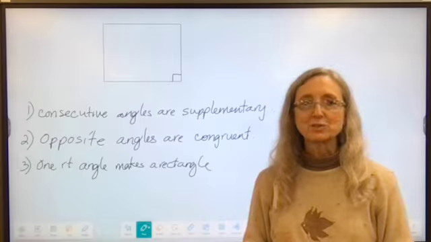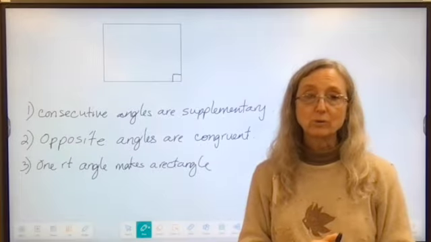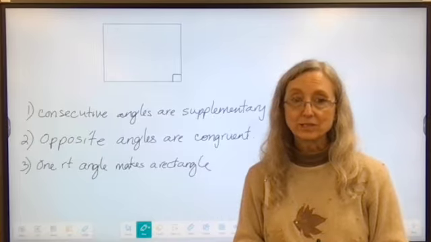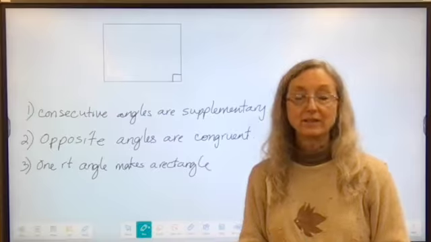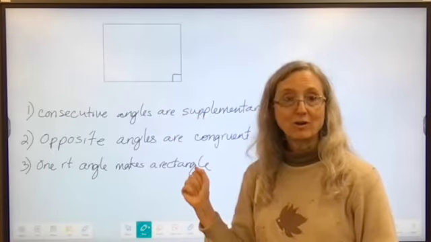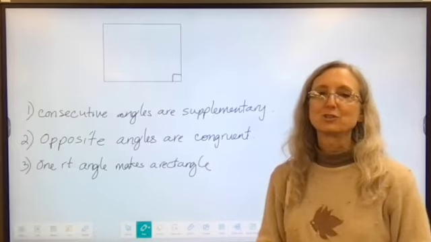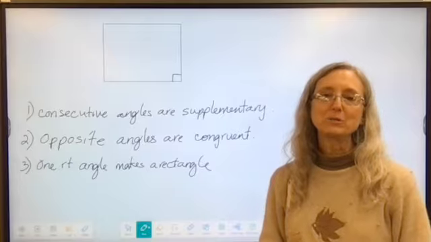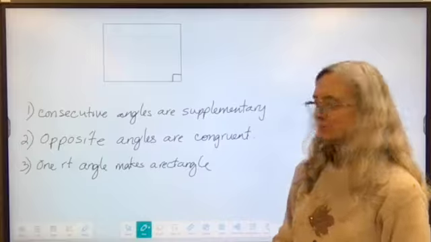A characteristic that's related to that is if one angle in a parallelogram is a right angle, is 90 degrees, then all of them are 90 degrees and it's a rectangle. That would have to be the case because opposite angles are congruent and consecutive angles are supplementary. So just having one of them be a right angle turns it into a rectangle. So I wrote one right angle makes a rectangle.